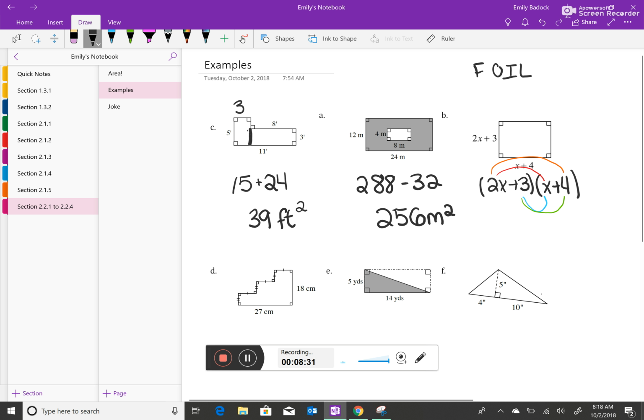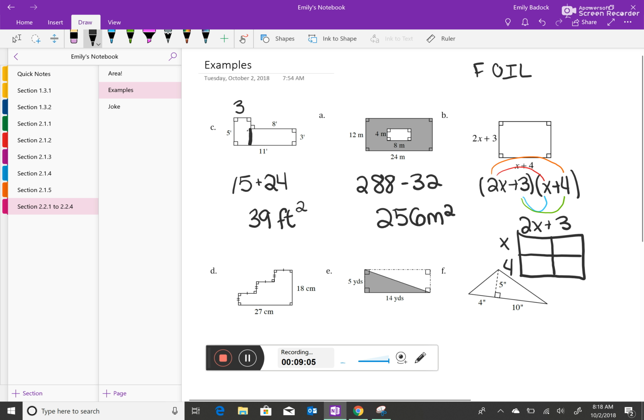Or another way we could do this is you could set up the box method. So this is what you guys have done on one of your exit tickets. So you would set 2x plus 3 up top and x and 4 on your side. And this method works really nice when you have more stuff in the equations. Like if I was multiplying an equation with 3 parts in it instead of just 2, that's when this comes in really handy. So all I'm going to do is multiply what lines up with each box.